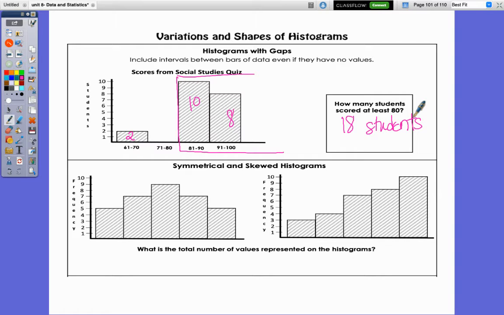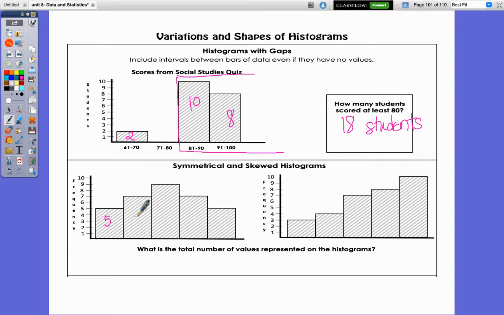These two, when we were doing dot plots, we talked about symmetrical and skewed dot plots. The same thing occurs in histograms, and I want you to realize that you need to look at that data the same way. Remember, symmetrical means usually the mean is the best one to use. Skew data means the median is the best one to use. So the question is, what is the total number of values represented on the histograms?